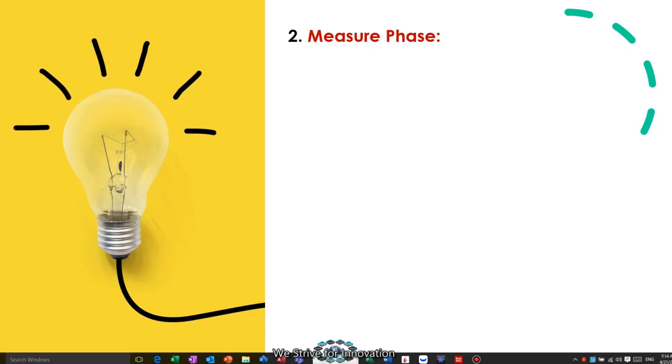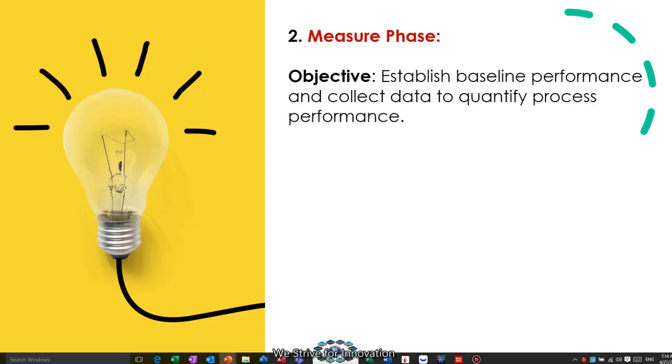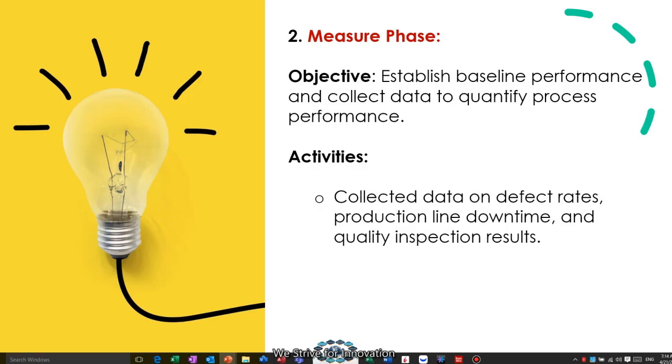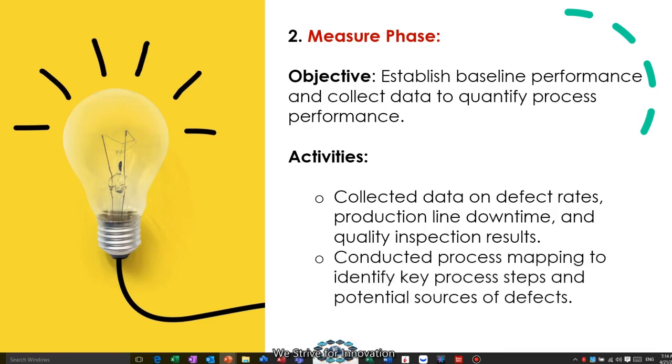In the measure phase, first, our objective will be to establish baseline performance and collect data to quantify the process performance. What's going to be our activity then? We'll collect data on defect rate, production line downtime, and quality inspection results. Then we'll conduct process mapping to identify key processes, steps, and potential sources of defects, because we have to go through our system one step at a time to understand the system.